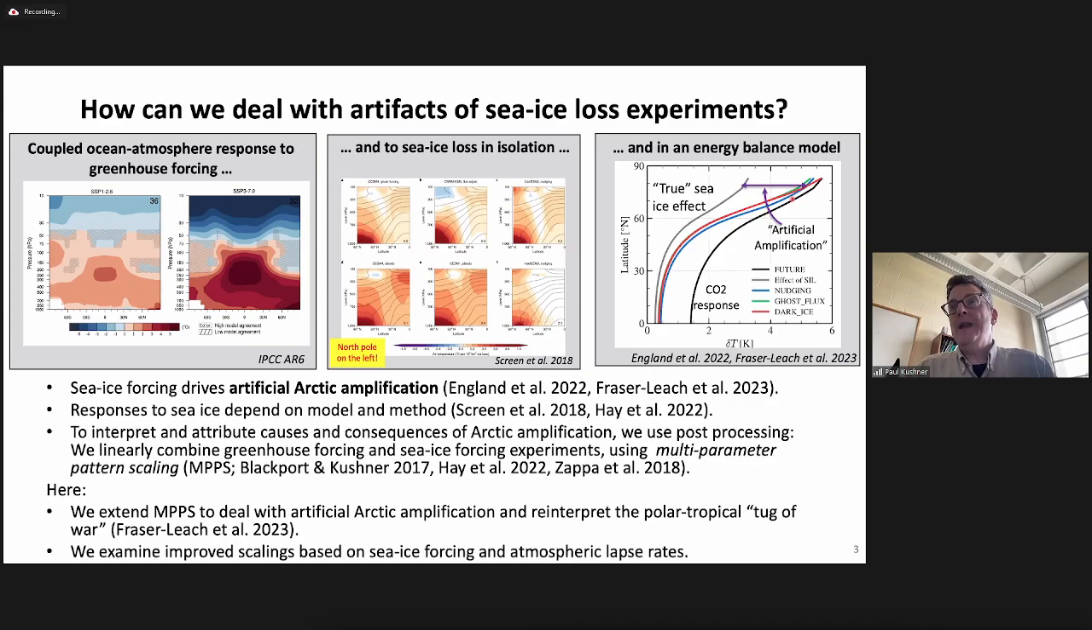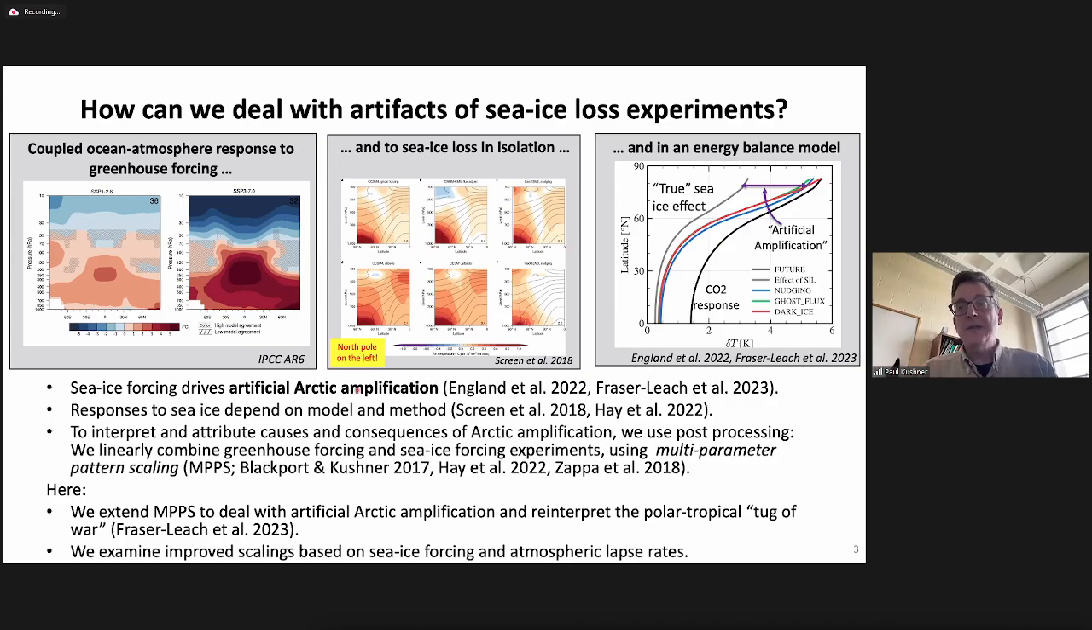These red and blue curves represent a couple of sea ice loss experiments in which sea ice loss is imposed separate from greenhouse warming. And what they suggest is that because we're adding a lot of heat to melt the sea ice and maintain it in a perturbed state, that's actually inducing a lot of Arctic warming. And that's shown here: the difference between these sea ice loss experiments and the true sea ice effect is this purple arrow here, and that's the artificial Arctic amplification. So that's an important point.